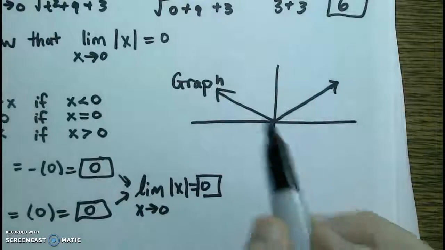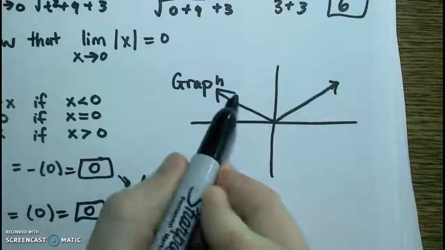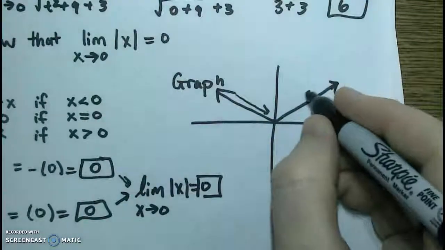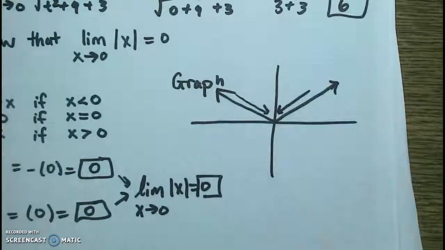This is a graph of the absolute value function. We can see from the left side, these y values are going down towards 0, and from the right side, these y values are going down towards 0. That is why the limit is 0.